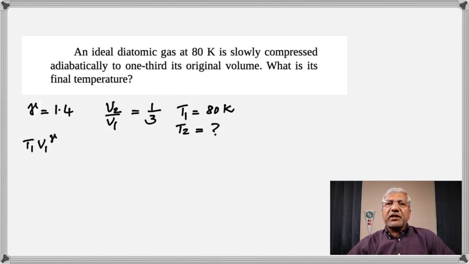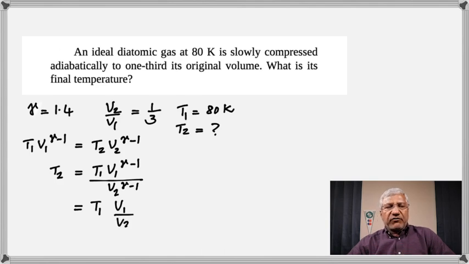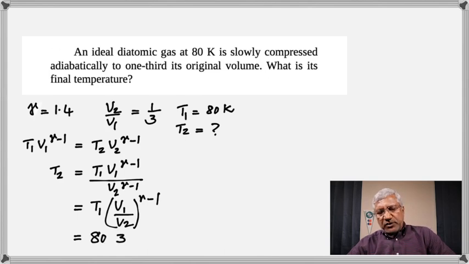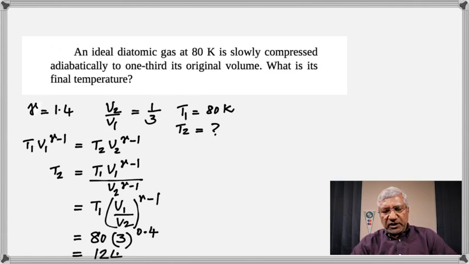All right. Here is one of the adiabatic equations. Take note of this. Substitute the values. T1 is 80. We can make T2 the subject and substitute the values into that. And so we get, you can just take V1 over V2 whole raised to gamma minus 1. That's 80. V1 over V2 is 3. Remember, it's V2 over V1, which is 1/3. That's why I put this as 3. It's the reciprocal of that. And then when you complete the calculations, you will get 124 Kelvin.